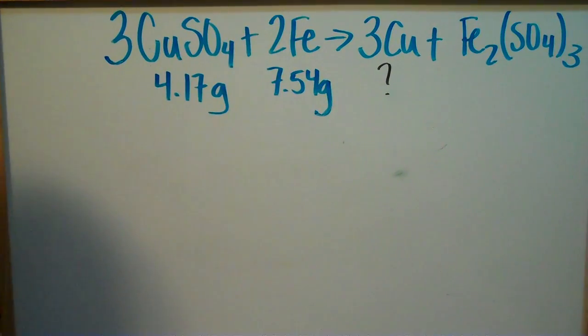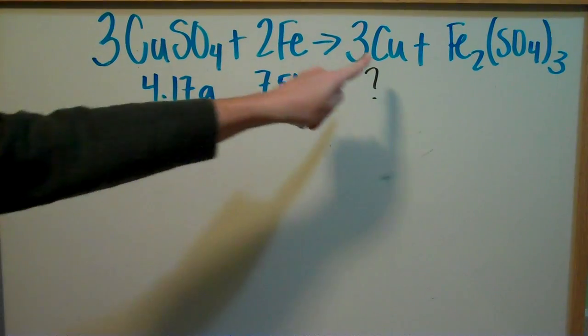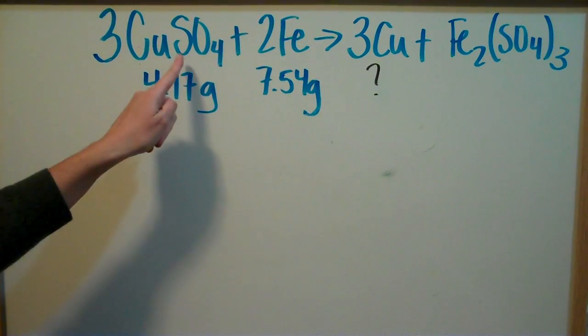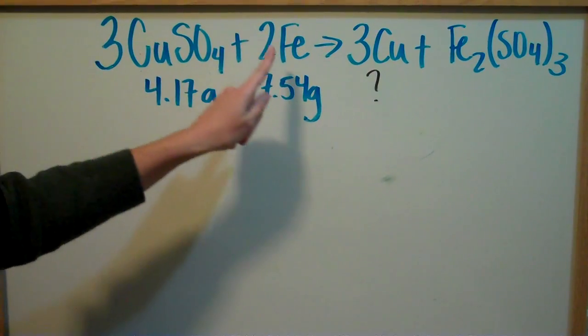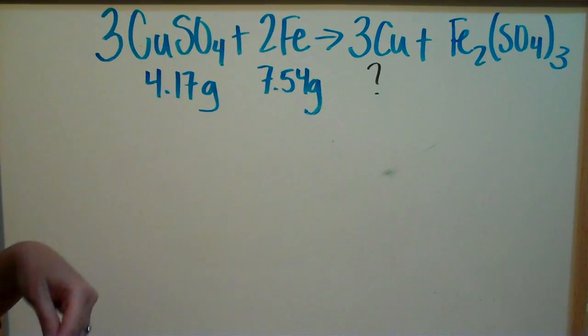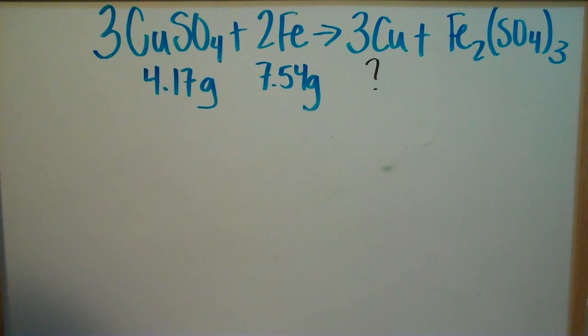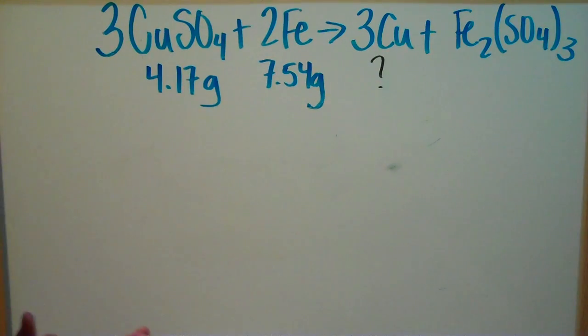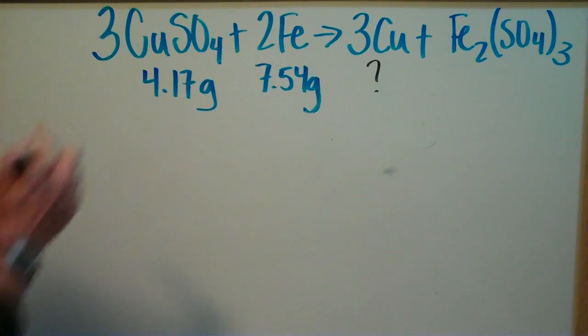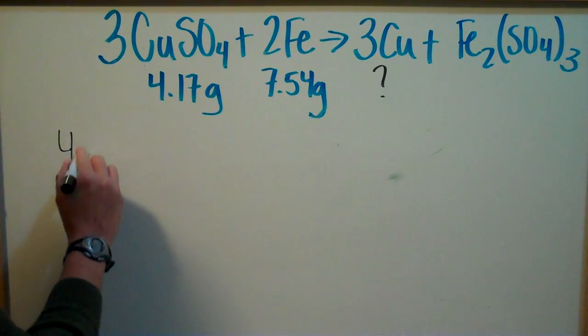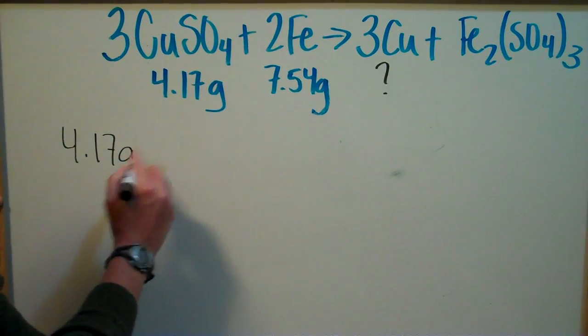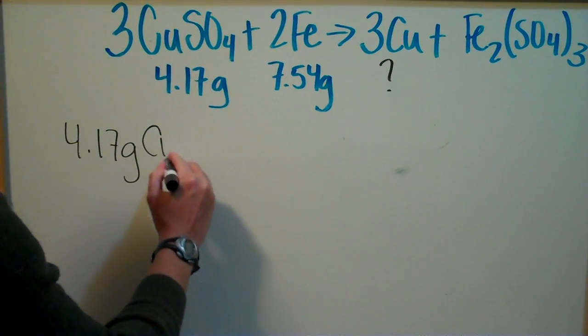Okay, so the first thing we need to do is find out how many moles of copper this copper sulfate is going to make, and then how many moles of copper the iron is going to make. In order to do that, this is just a simple stoichiometry that we've done 1,000 times. We're going to start with 4.17 grams of copper sulfate.